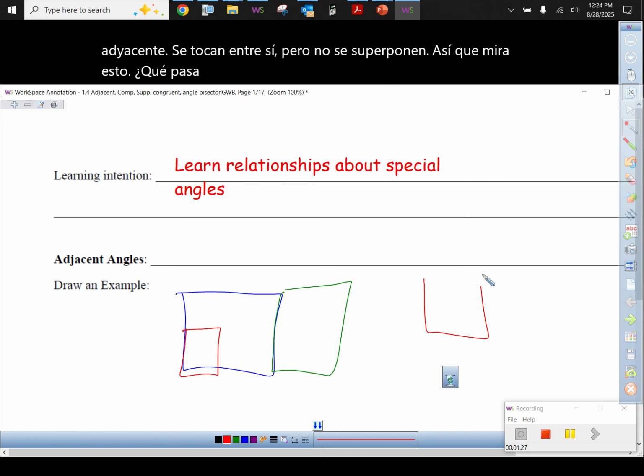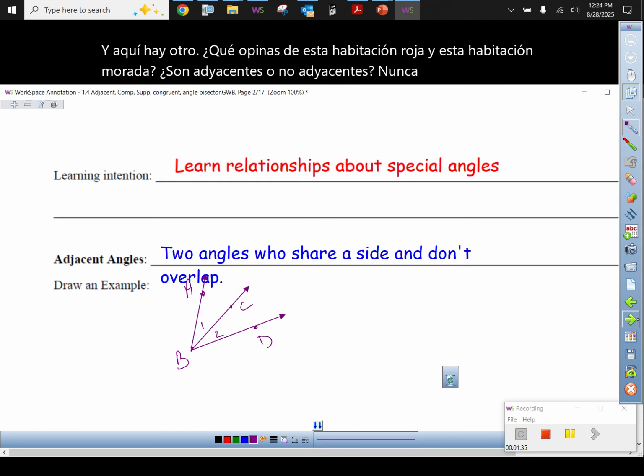And here's another one. What do you think about this red room and this purple room? Are those adjacent or non-adjacent? They never touch each other. So to be adjacent, they are two angles who share a side and don't overlap.